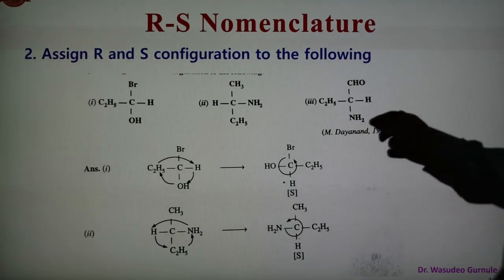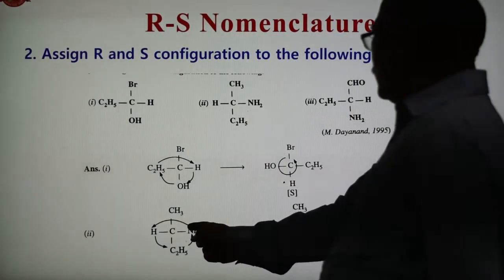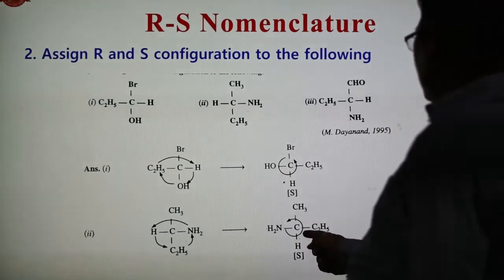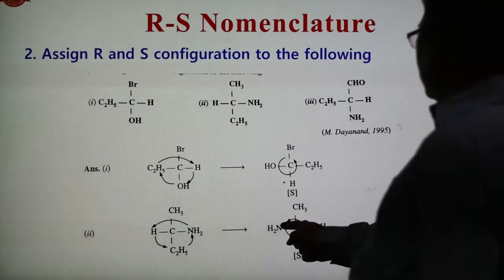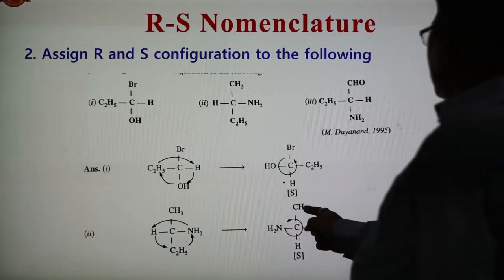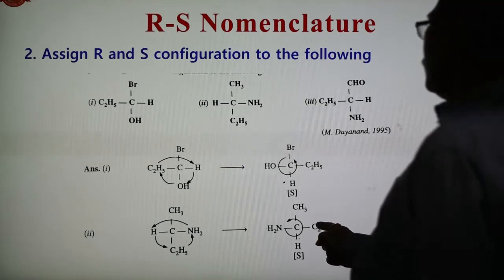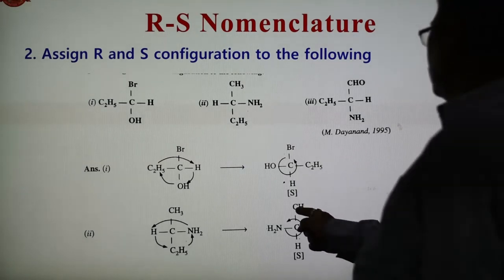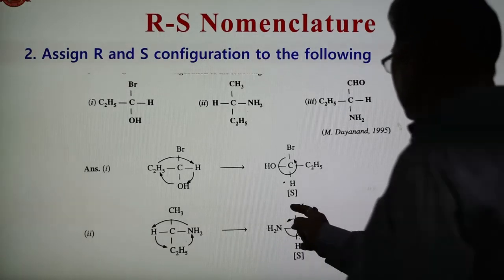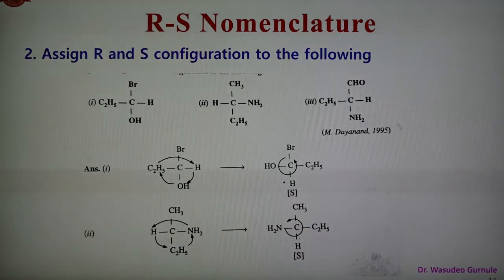In case of the second, this is the compound taken here, and rearranging we obtain this type. This is the asymmetric carbon atom, and now in this case carbon, carbon, nitrogen. So here this is 1, this is second, and this is third, because this carbon is attached to 2 hydrogens and 1 carbon, and this has 3 hydrogens. So this is 1, this is 2, this is 3. So again 1, 2, 3, and again it is anti-clockwise, so this compound has S configuration.